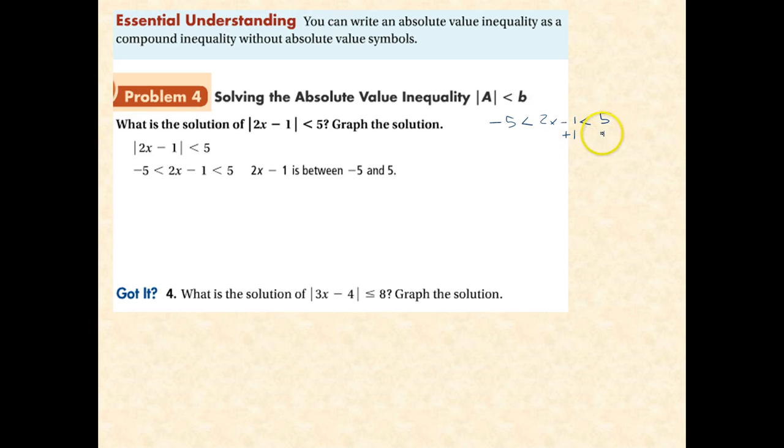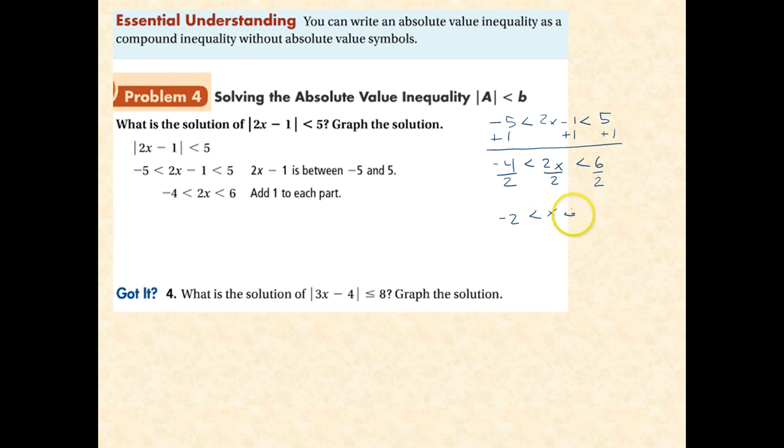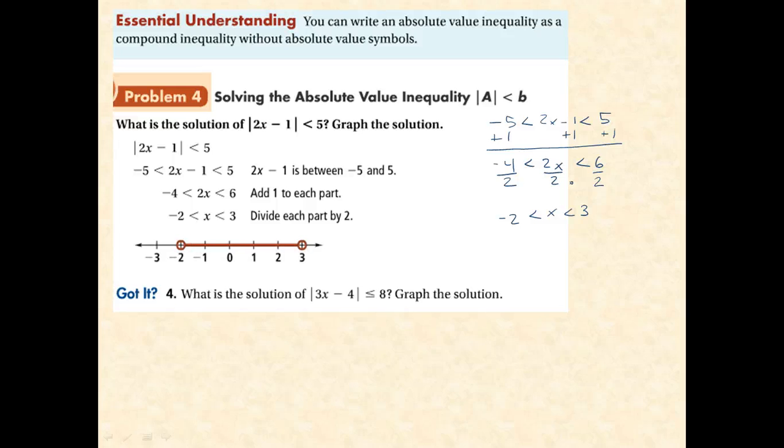So if I add 1 to all three parts of the inequality, I will get negative 4 less than 2x less than 6. Then, to get x by itself, all I would need to do is divide by 2. And then I would have negative 2 less than x less than 3. So my x values are in between negative 2 and 3, and that's what the graph would look like.